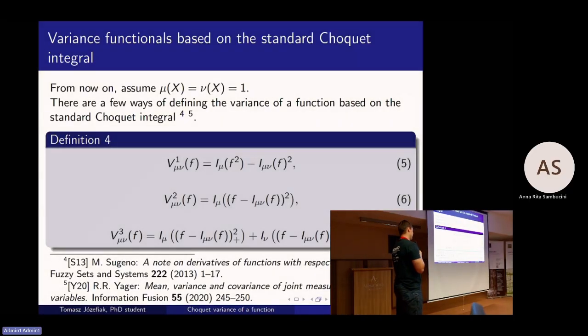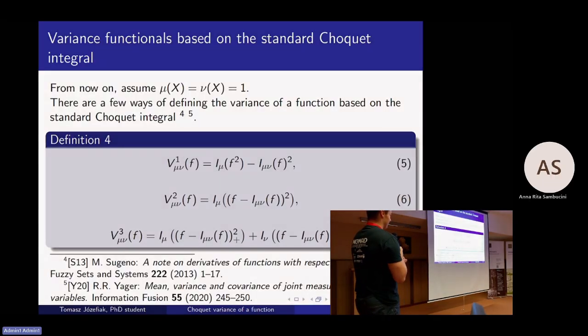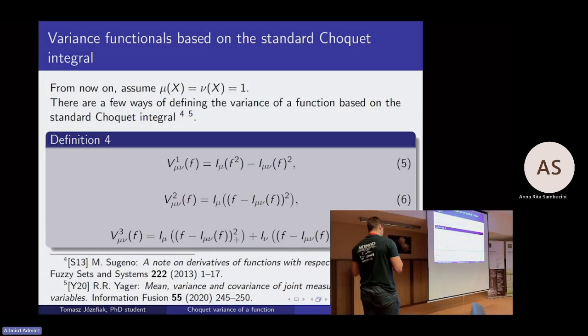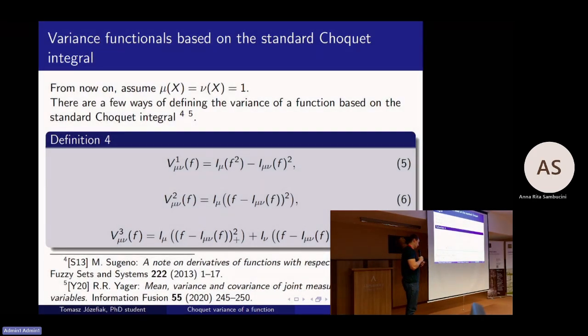People already did something like that, for example Sugeno or Jager. They considered the case of only one monotone measure, and it looked something like this. But we can expand this further, considering, as you can see, two monotone measures. So the ideas of these variance functionals derive from their work, but also utilize the concept of having two monotone measures.